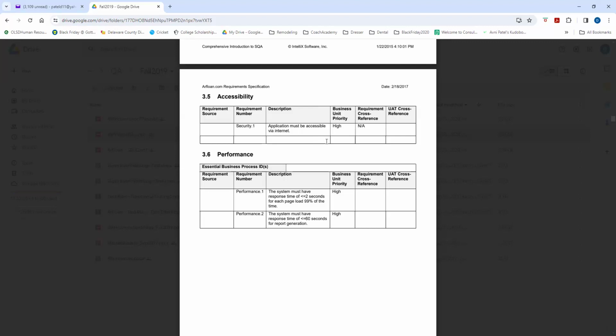Okay. Then the next thing talks about performance. If I'm trying to perform some operation in the system, how long before I get the response? So it talks about if I'm doing a real-time interaction, then it needs to give me a response in less than 2 seconds 99% of the time. But if I'm generating a report, it says it may take up to a minute to get the report generated.